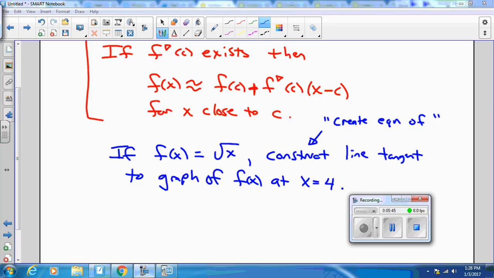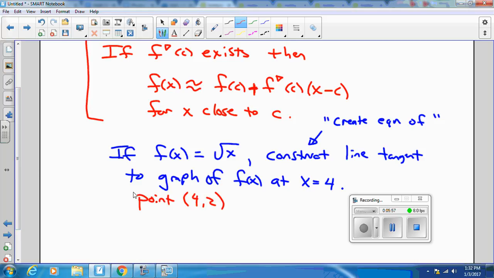So you guys do that, and I'm going to pause this. If you're following along at home, you go ahead and create your tangent line as well. Okay, so hopefully you have a point and a slope. And the point that we're talking about is the point (4, 2), that is c, f of c.